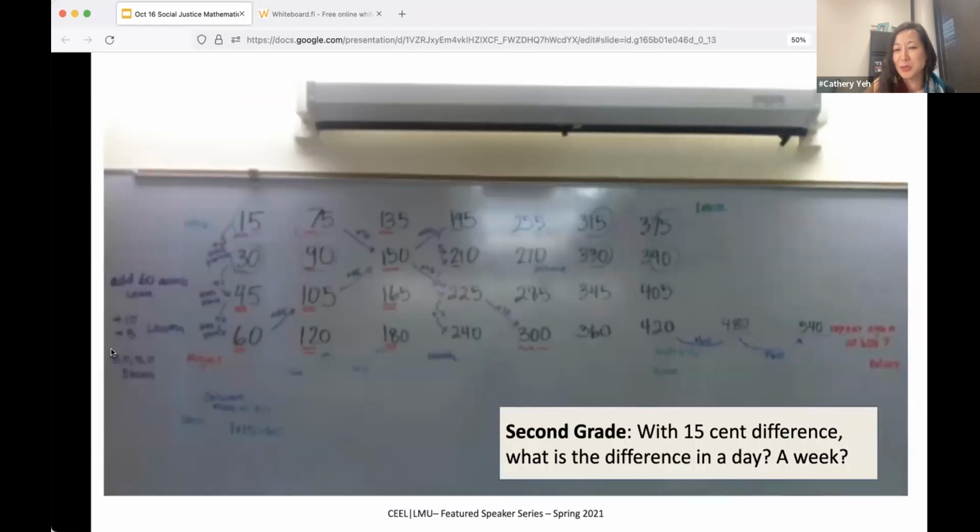Here's another classroom. Remember how Gloria reminded us that it was $1.25 and their goal was to go to $1.40. So the question was, 15 cents difference. Is it that big of a deal? What is the difference in a day and a week? So here you see a 2nd grade classroom, another CGI practice of choral counting, but they were using Gloria's context there.